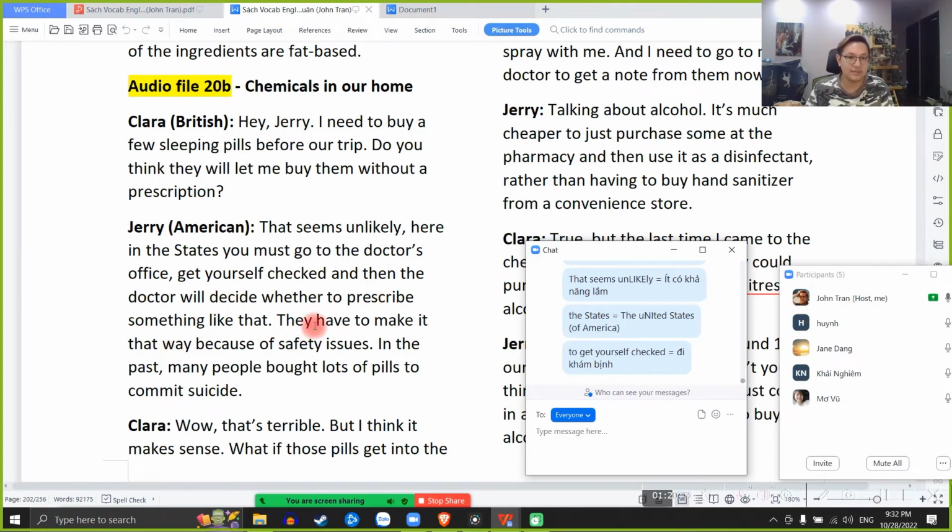They have to make it that way. Người ta phải làm nó cái kiểu như vậy. Because of safety issues. Safety issues is những vấn đề về an toàn. In the past, trong quá khứ, many people bought lots of pills. Trong quá khứ, nhiều người mua rất là nhiều cái viên thuốc để mà tự tử. To commit suicide.